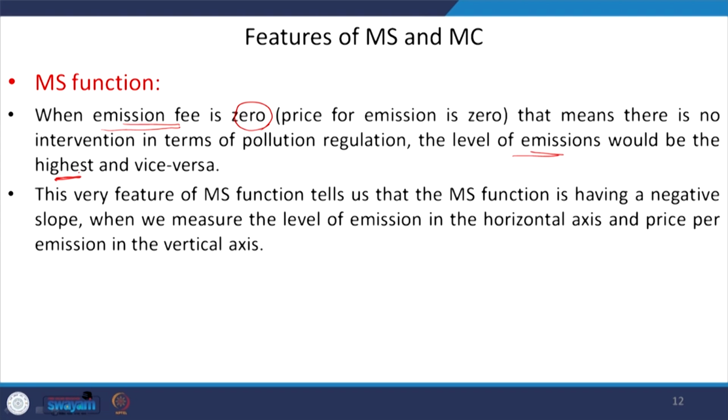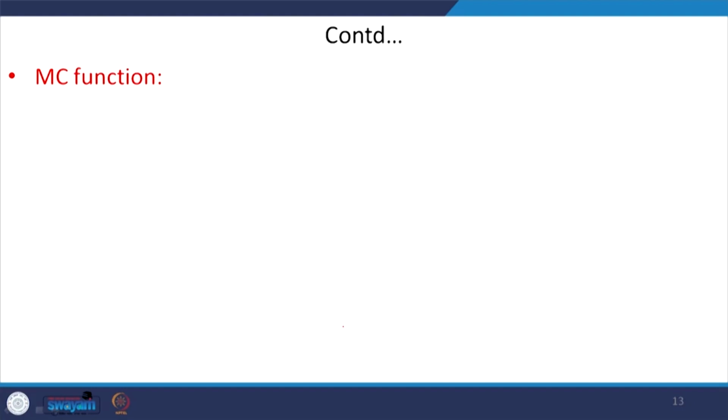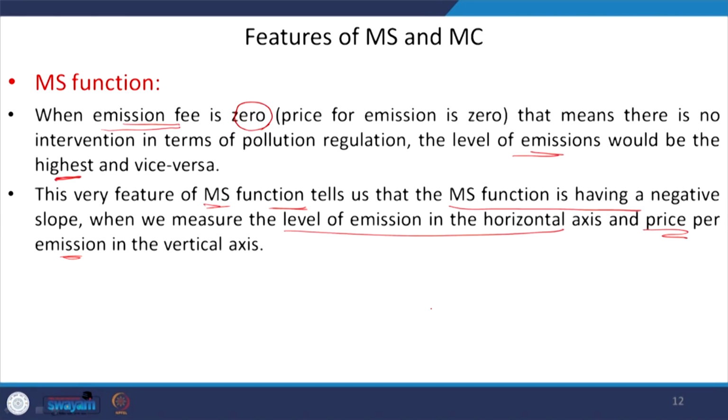And this is reflected in the marginal saving function. So, the very feature of this marginal saving function teaches us that this marginal saving function is having a negative slope, right. So, when you are measuring this level of emissions in the horizontal axis, x axis, and the price per level of emissions in the vertical axis, right, then we are having this negative relationship. We will be explaining what will be the shape and slope of these functions.